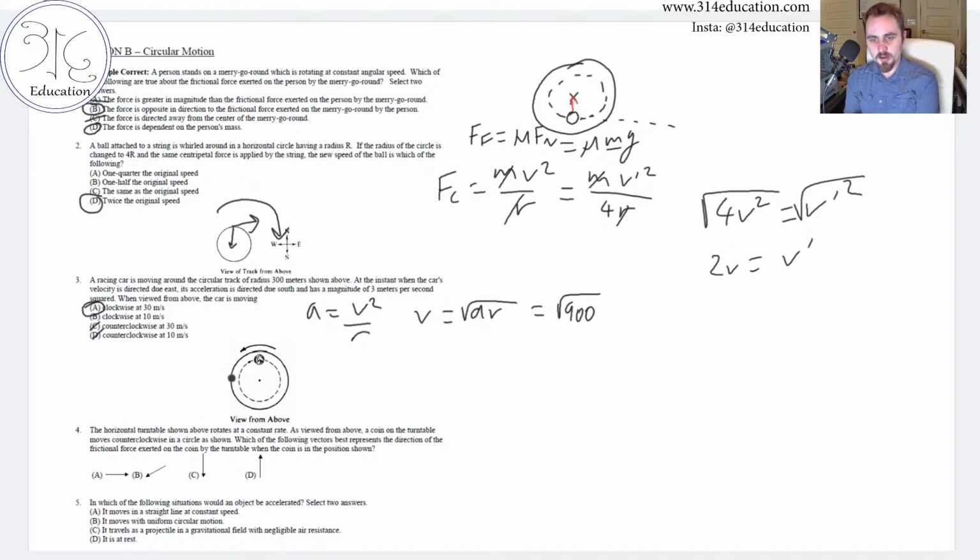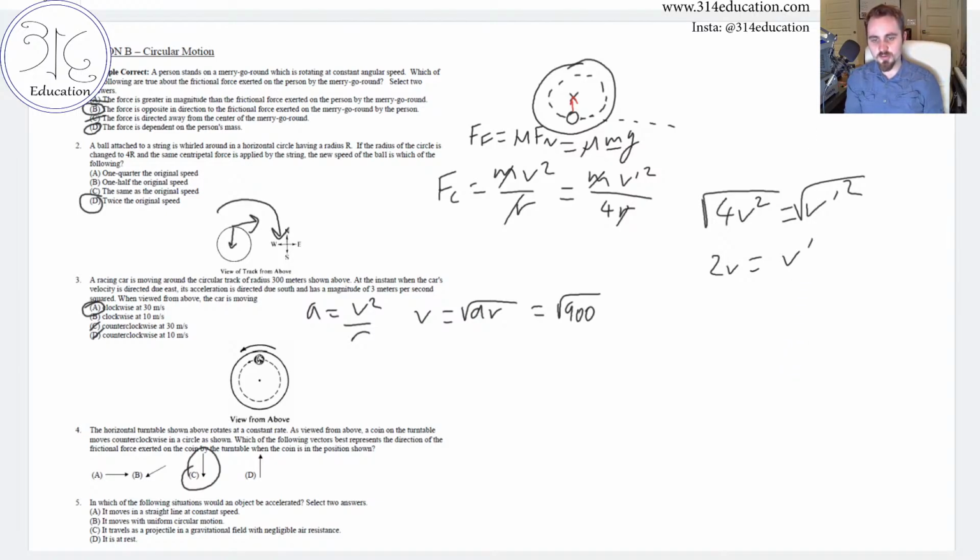4, we've got a penny on a turntable, rotating at a constant rate, moving counterclockwise in circles shown above. Which of the following best represents the frictional force exerted on the coin at this position? Well, like we saw before, we expect the frictional force to be pointing radially inwards, because that's what's giving us the centripetal motion. If we're at the top, we expect it to be pointing down. So C is our best option here. In fact, C is the only correct option there.